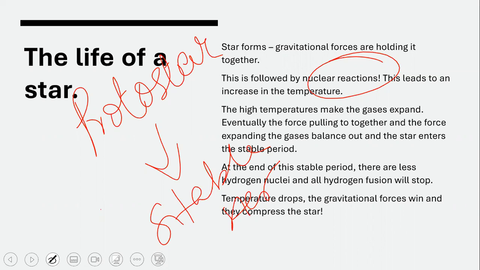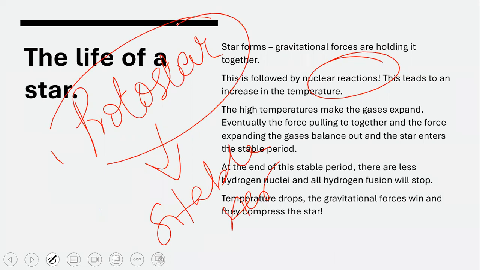So initially, you just had gravitational forces. The gravitational forces made the cloud collapse and turn into a protostar. Once the protostar forms, nuclear reactions will start. When nuclear reactions start, an increase in temperature will happen, and that will cause some expansion. The expansion is going to keep on happening until the expansion and the gravitational force are equal to each other, and now the star is a stable star. This is where our sun is right now. Our sun is a stable star.